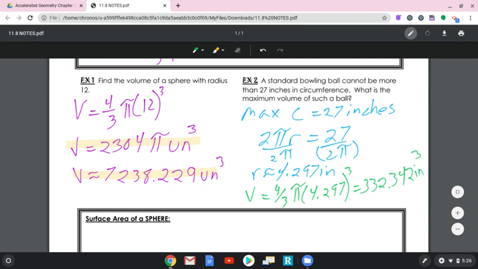Now, if you just used your unrounded answer, you would have gotten a slightly different answer, which is also correct. If you just put in 4.297, this is what you would have gotten: 332.384. And I would have accepted both on an assessment, depending on how you did it. But if you do round in the middle, please round to 3 decimal places to keep it as accurate as possible. All right, guys?